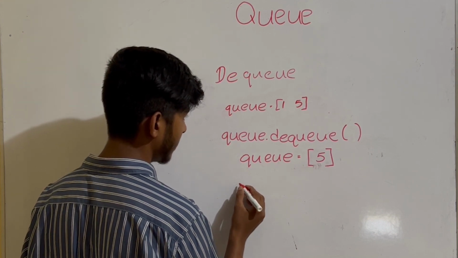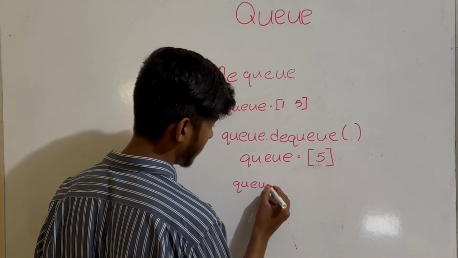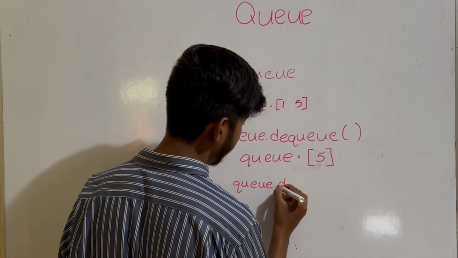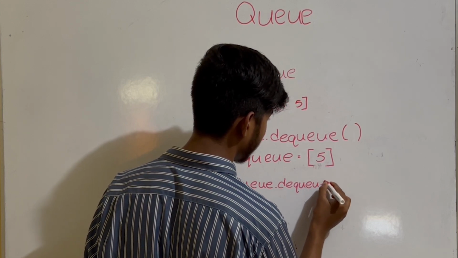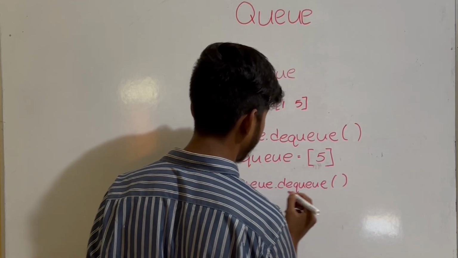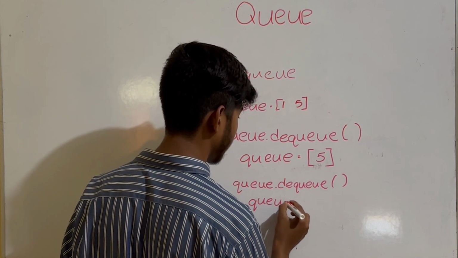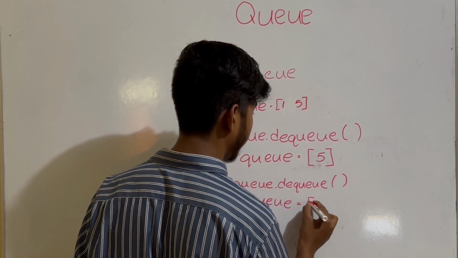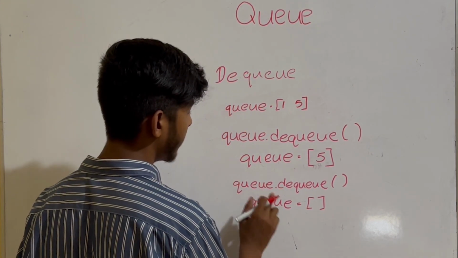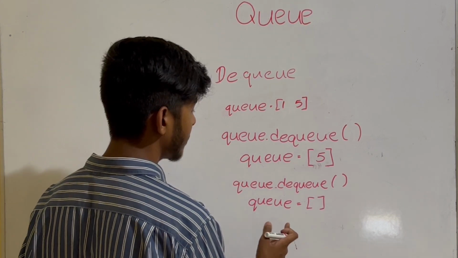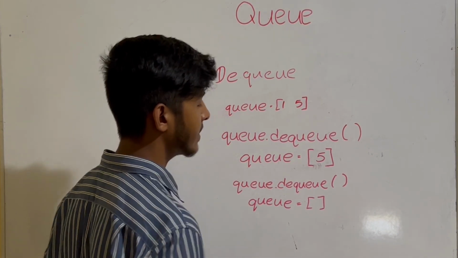Again do the same operation. Queue dot dequeue. Now the queue is empty. If we do the same operation again, it shows an error message because the queue is empty.